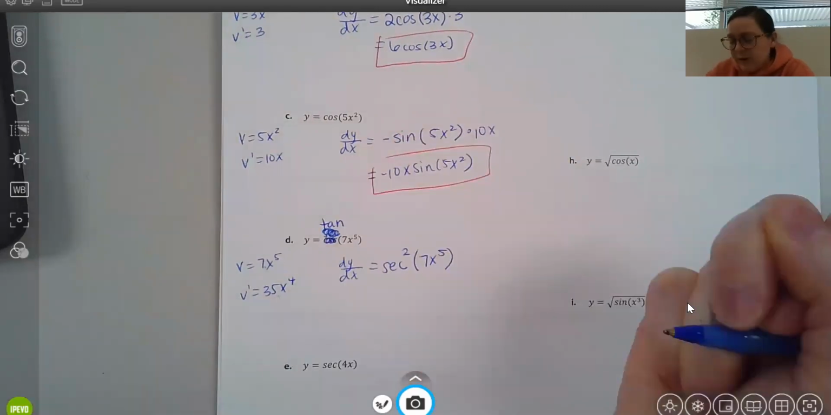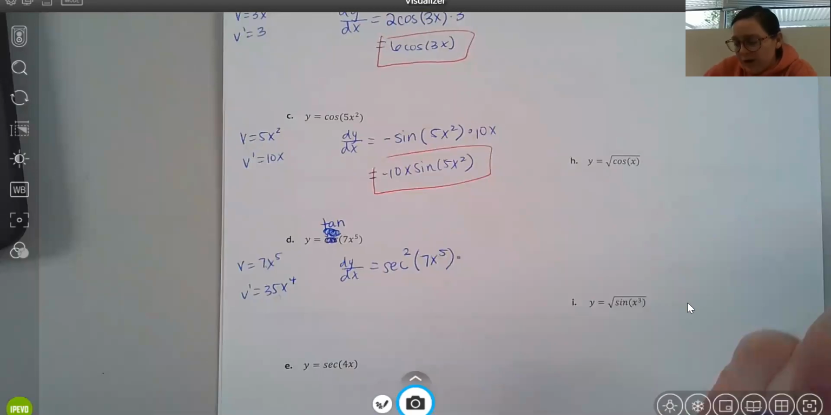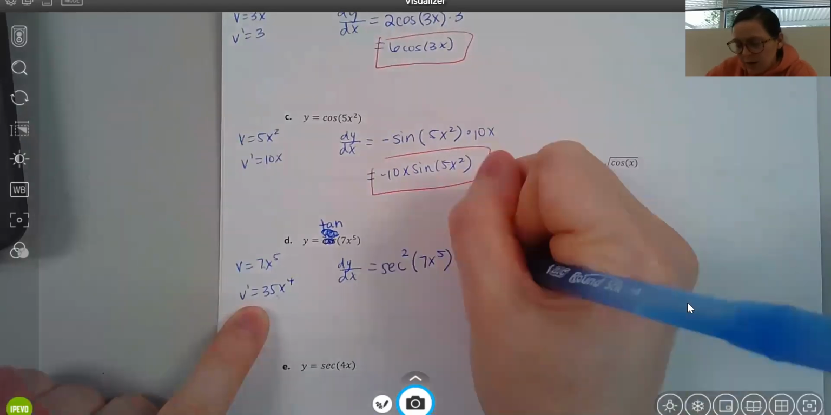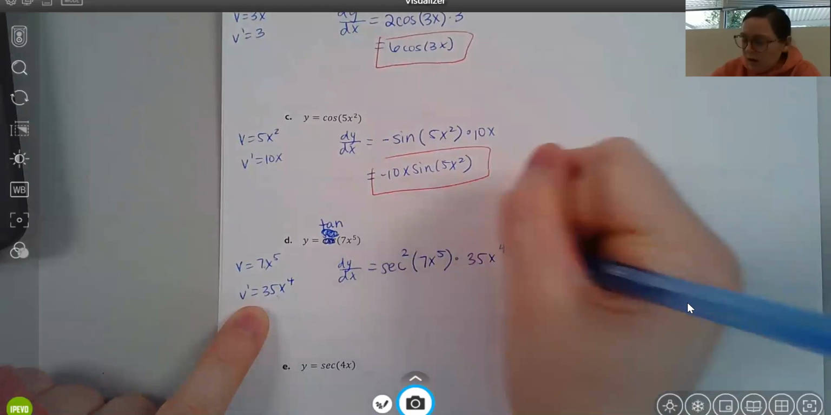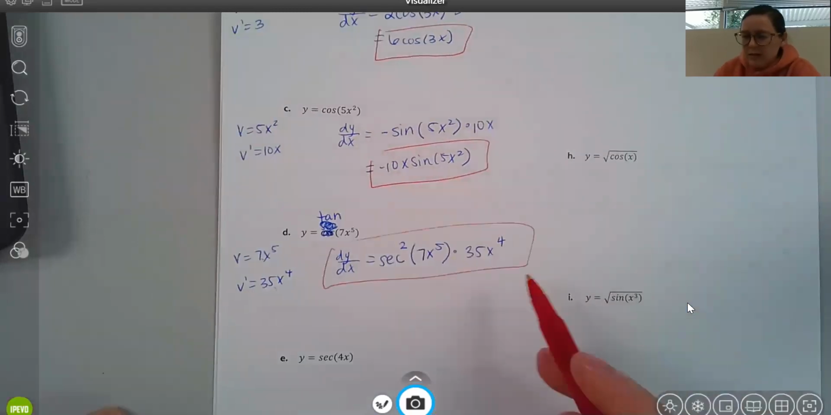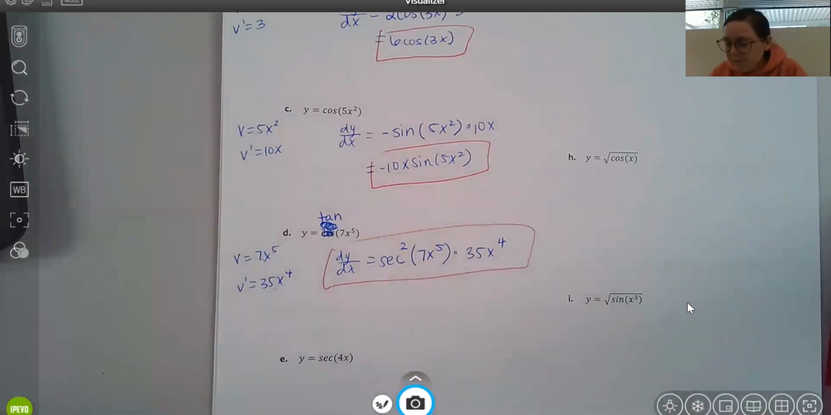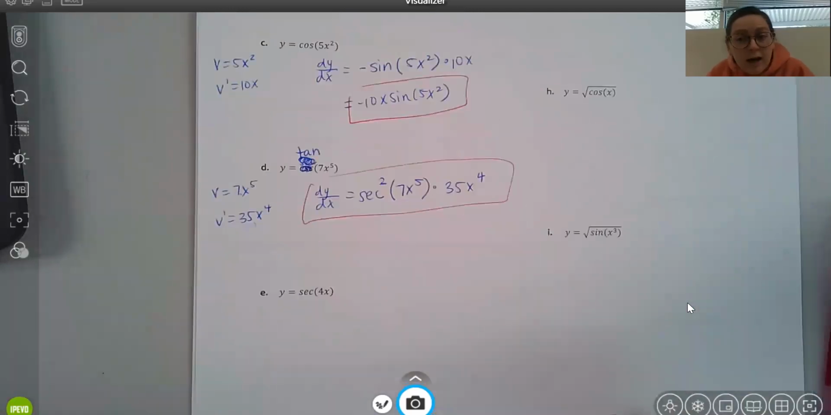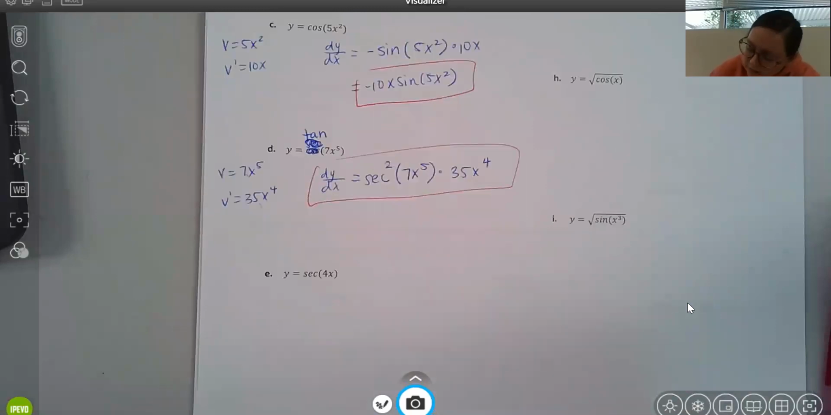And then multiply by derivative of the inside, and we already found the derivative of the inside to be 35x to the 4th. I'm not going to rewrite that one. If you want to, you can move this out front so it looks better, but save the time. Right, you guys try E, finding derivative of secant of 4x.